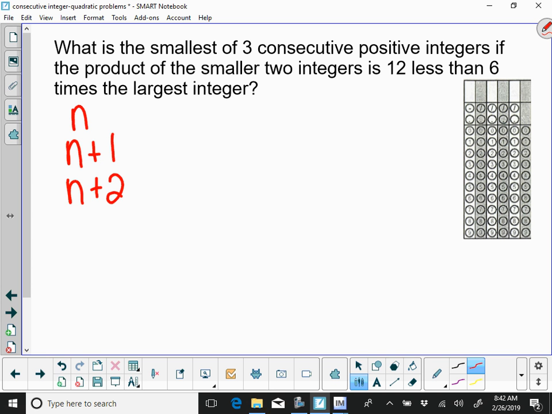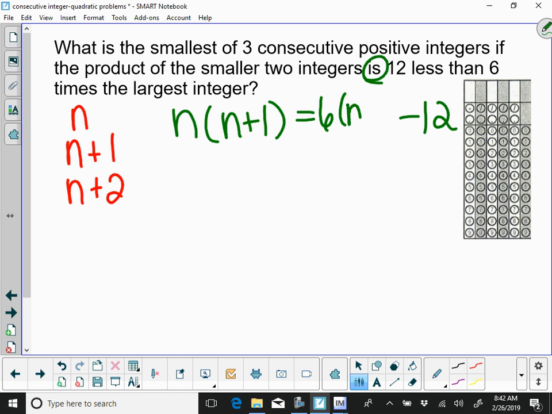If the product of the smaller two, what does product mean? Multiply. So we're going to multiply the smaller two. So N times N plus 1 equals 12 less than. Remember that means that 12 is going to go at the back. 6 times the largest. So what we've done so far is we've taken all those words and put them into a mathematical equation. Now we're going to simplify that.